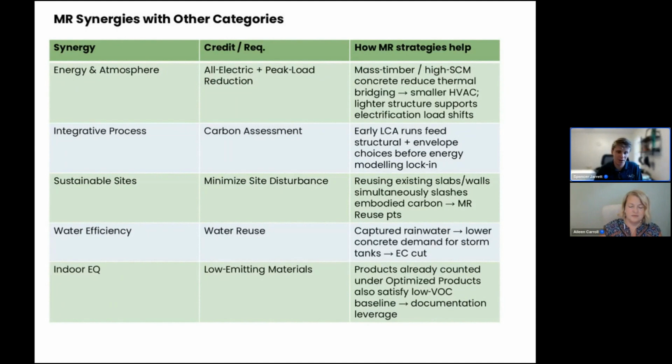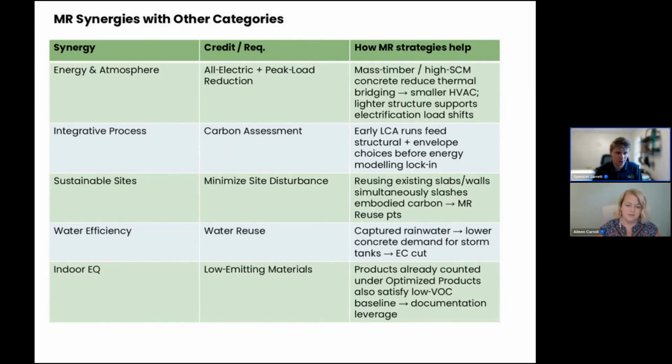And then there is a minimized site disturbance credit in the sustainable sites category that feeds into the MR mindset a little bit. So you could think about reusing existing building parts, maybe an existing slab, existing core and shell, whatever it may be, to show the carbon savings, so to speak. Instead of building a whole new slab, for example, you can show how much of an environmental impact you're foregoing by using an existing part of a building.